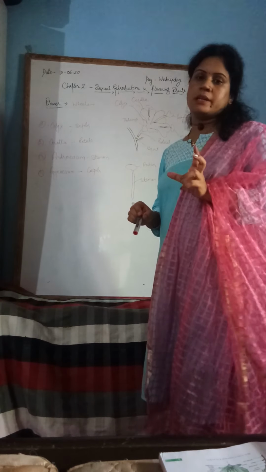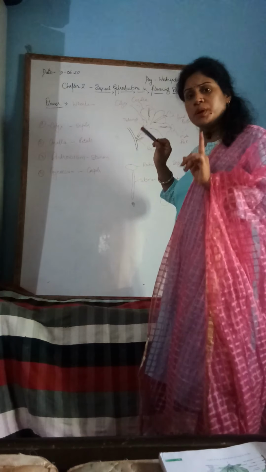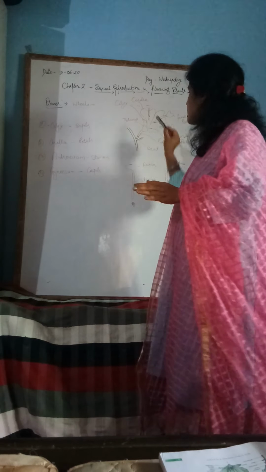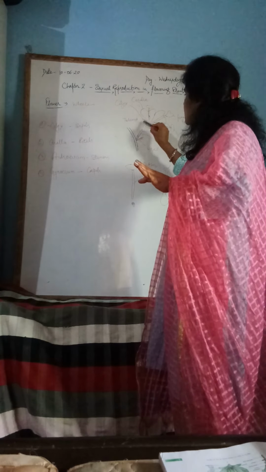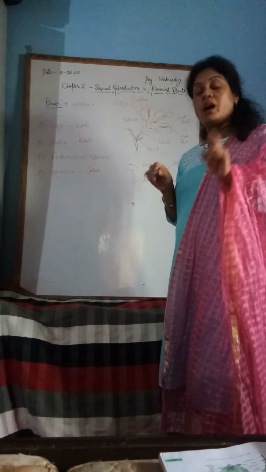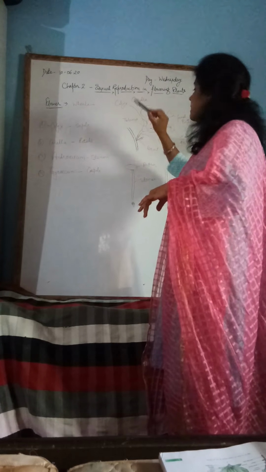After the pedicel there is a swollen part which is called thalamus. After the thalamus there is again a small, green leaf-like structure. These are called calyx. After calyx there are some colored structures. These are called corolla. After that there are two types of structure: one is the male structure and the second one is the female structure. The male structure is called androecium, and the female structure is called gynoecium.